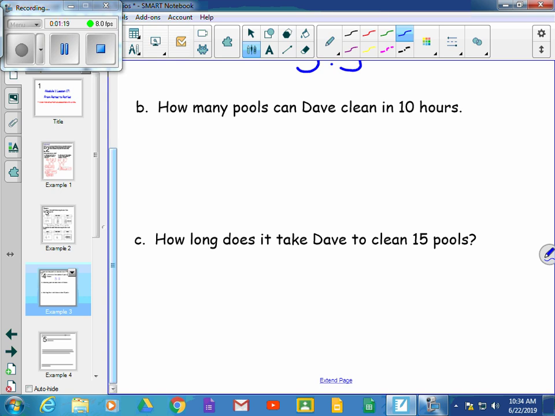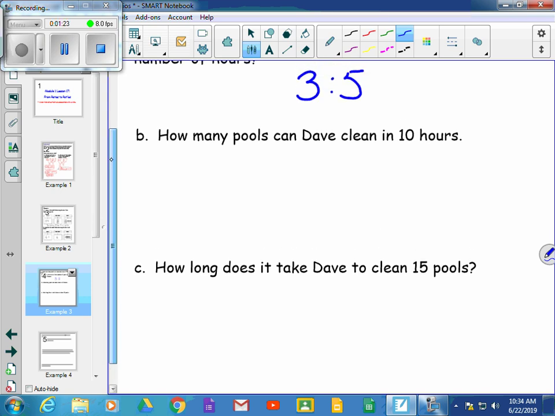How many pools can Dave clean in 10 hours? Well, to solve this, I'm going to pick a tool. I'm going to pick equivalent ratios to solve this. I'm going to take the 3 to 5, the 3 pools that he can clean in 5 hours, and I'm going to set it to another ratio where it's still that same pattern, pools to hours, and I'm going to fill in 10 for the hours.